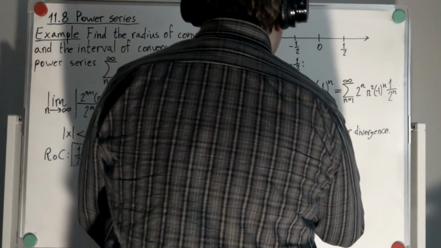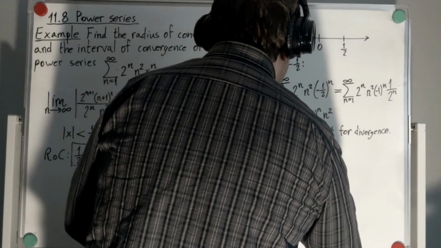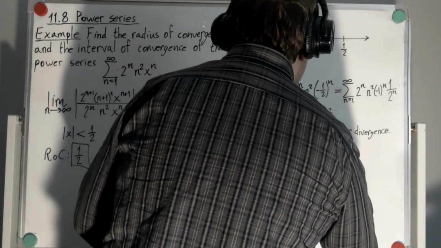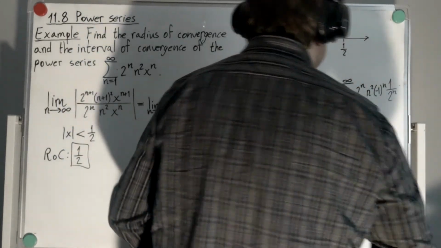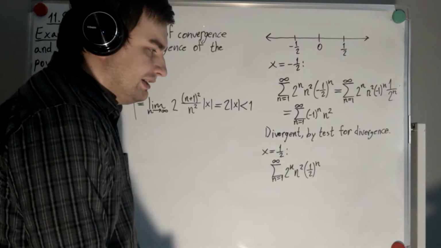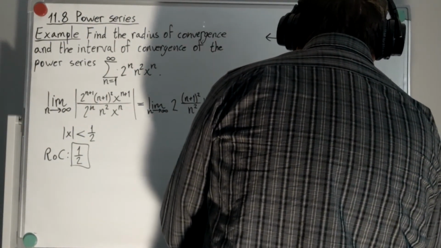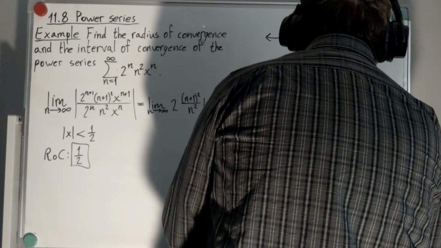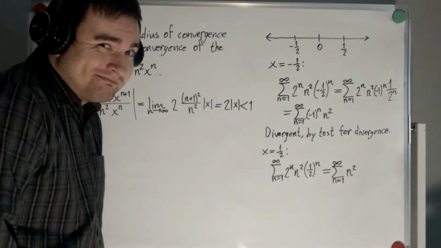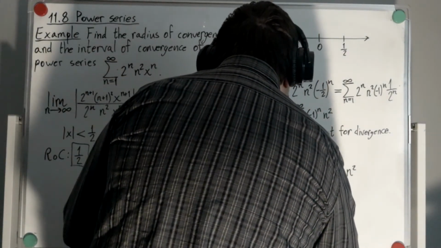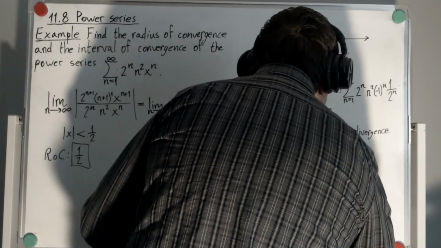Now if x equals positive 1/2, then we're dealing with the sum from n equals 1 to infinity of 2 to the n squared, 1/2 raised to the n. And again, the 2 to the n and the 1/2 raised to the n cancel each other, so all we're left with is the sum from n equals 1 to infinity of n squared. And that's definitely not any better, right? This is also divergent by the test for divergence.